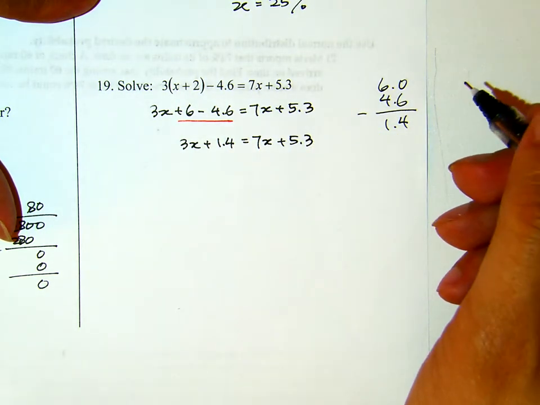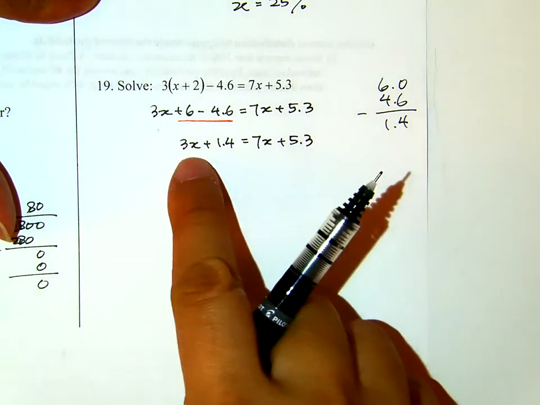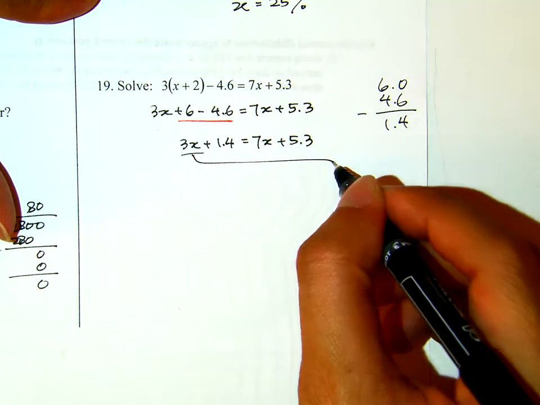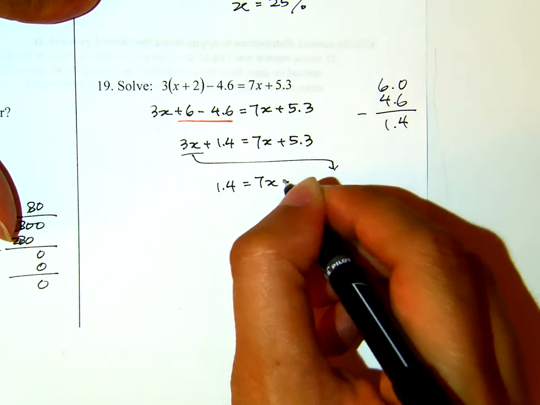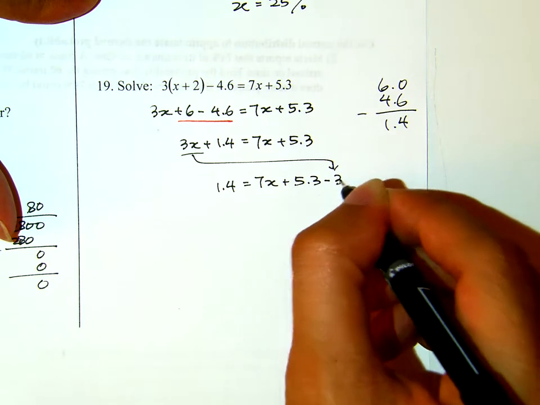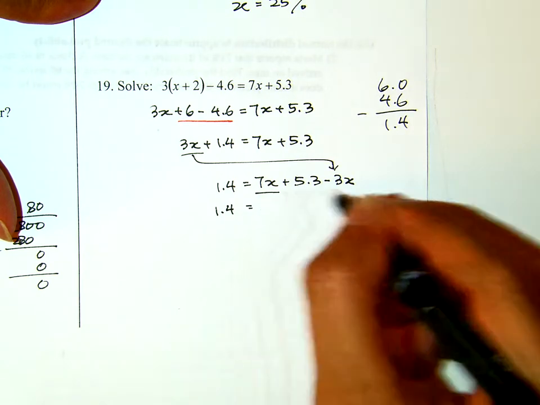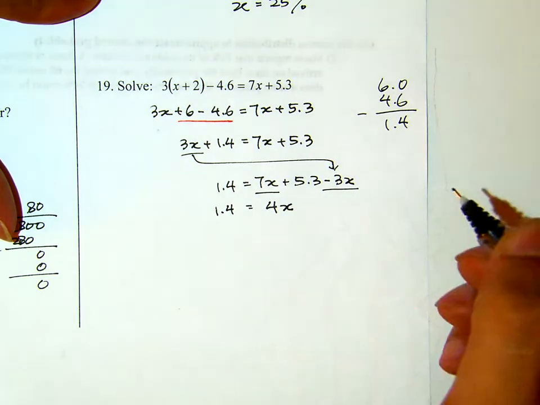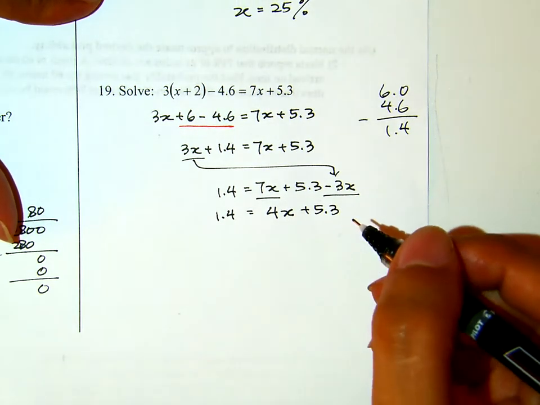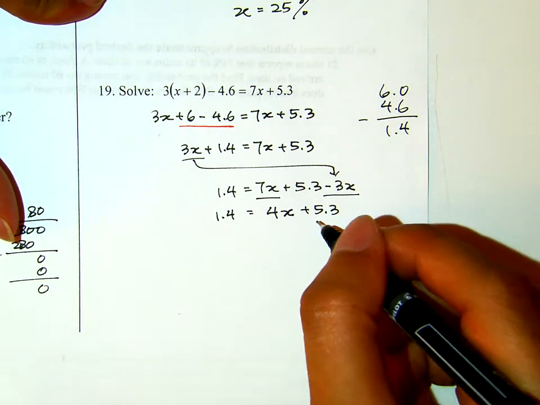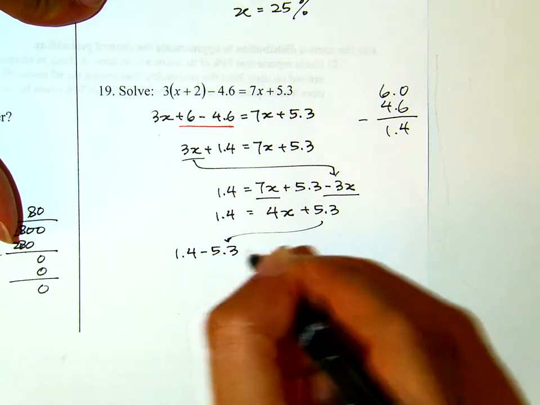Now from here, I move the terms across the equal sign. I think I will move the 3x first because I have 3x and 7x. 3x is smaller, so I'll move it to the right hand side. Then I get 1.4 equals 7x plus 5.3 minus 3x. Now this will give me, when I combine this, 4x plus 5.3, and then from here I will move the 5.3 to the left hand side, right? That will be 1.4 minus 5.3 equals 4x.